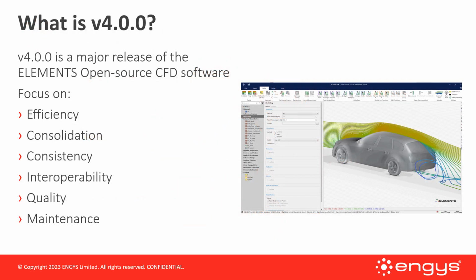So let me explain a little bit about how ENGYS handles our product releases. ENGYS generally releases 2 Elements versions per year. We have previously released 3 major Elements versions, each containing significant changes and feature enhancements to both source code and graphical user interface. With the recent release of Elements version 4, we are taking a major step forward in transforming Elements into a multi-physics solution system, which we call the Unified Solver Framework.